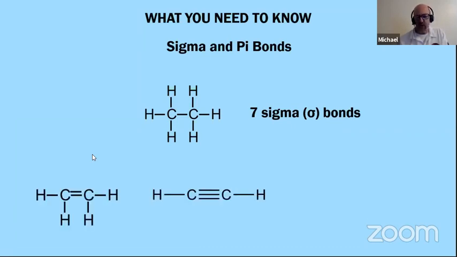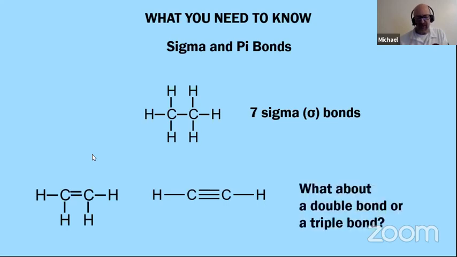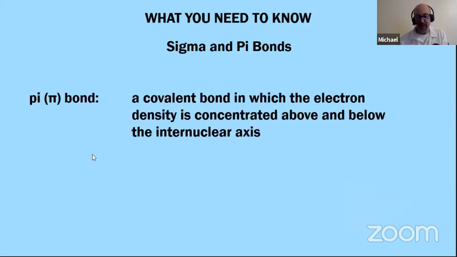Well, what do we do in situations about double and triple bonds? Would we call this right here 2 sigma bonds? Well, in fact, no, there's something special for that. So let's go ahead and talk about that. We're going to talk about what happens when you have overlap in a different way. This is called a pi bond.